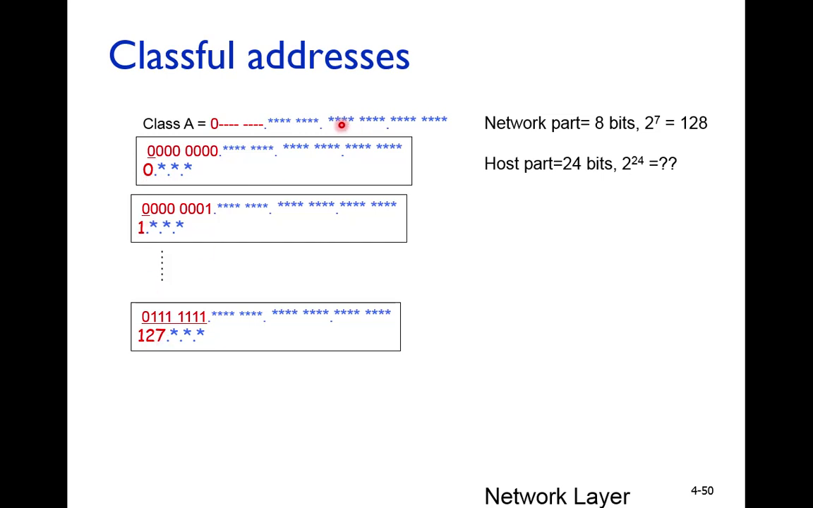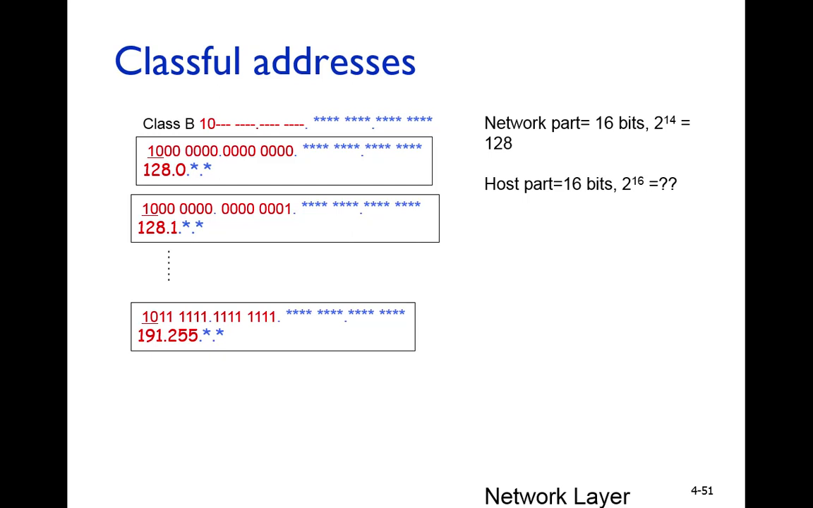And how many hosts can there be? For hosts we have 3 bytes. So 3 bytes means 24 bits. So 2^24 possible hosts can be there in a network. For example, if we have an IP address 1.*.*.*, in this IP address we can have 2^24 hosts. All these 2^24 hosts will have the value 1 in the first byte. This will be the network part. This will be called the common prefix.